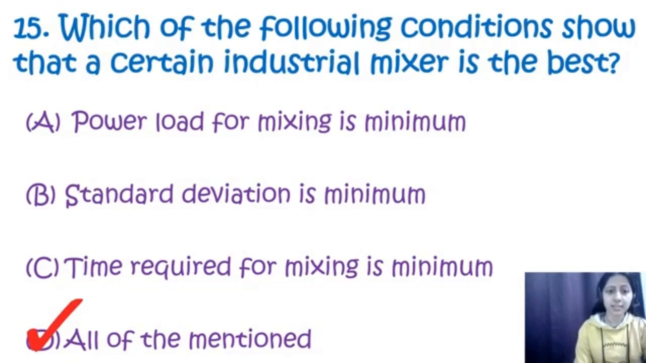Whereas option number B, that is standard deviation is minimum. This means that it is a measure which can be used for the variations in the mixing process. When there is a low standard deviation, this indicates that the mixing process is consistent and reliable. Since all the mentioned points are minimum, all these factors are best suited for industrial mixers. So option number D is correct, that is all of the mentioned.